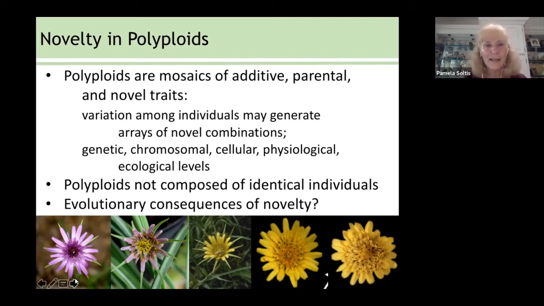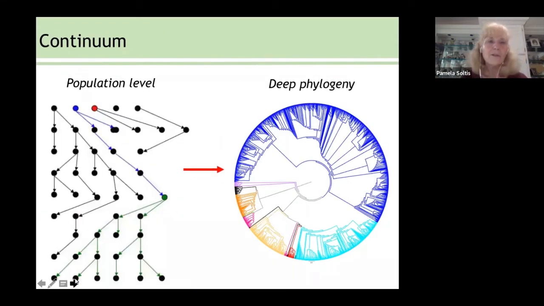And so that leads us to ask what the evolutionary consequences of novelty might be. So all of this work that I've been describing is essentially variation that occurs at the population level. But over time, we go from this continuum of population level variation to species level variation to variation that is represented much deeper in phylogeny.